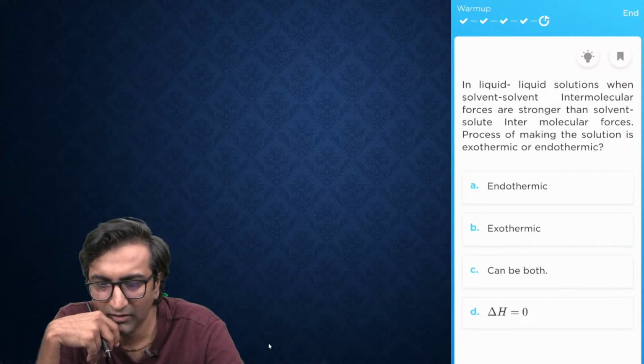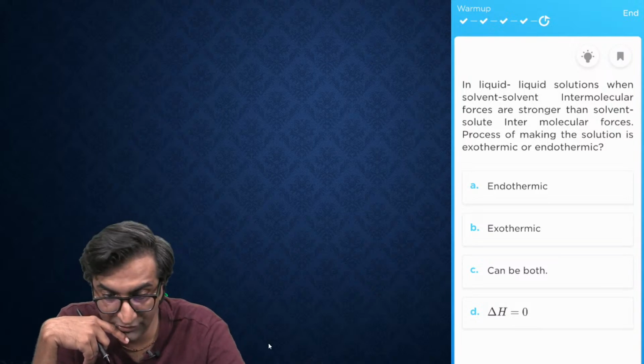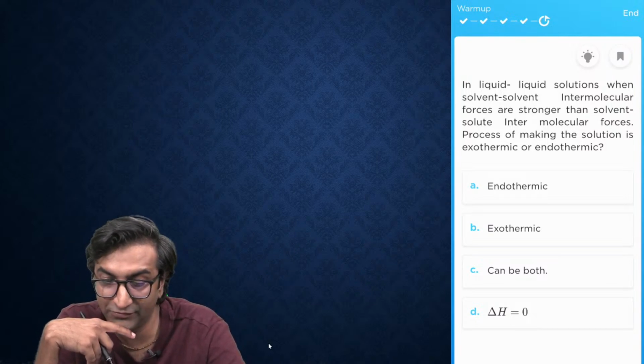This is interesting. Liquid solutions. जब solvent-solvent intermolecular forces are stronger than solvent-solute, then process होगा endothermic या exothermic.